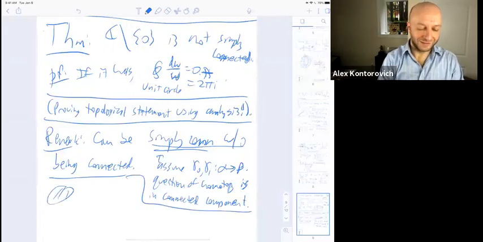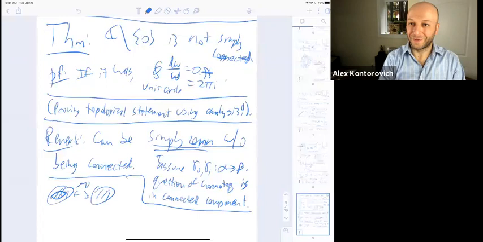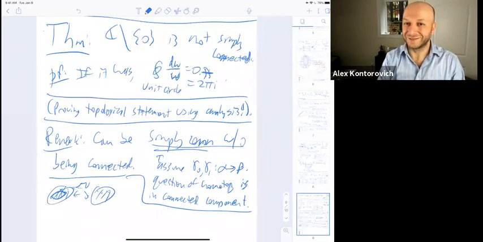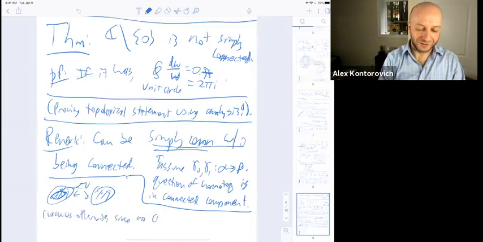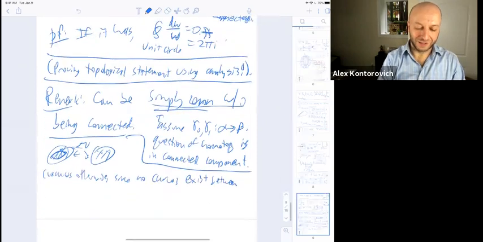So this omega is simply connected. Any two curves are homotopic. It's vacuous about a curve from here to here because no curves exist from here to here. Okay. Vacuous otherwise, since no continuous curves exist between disconnected components.